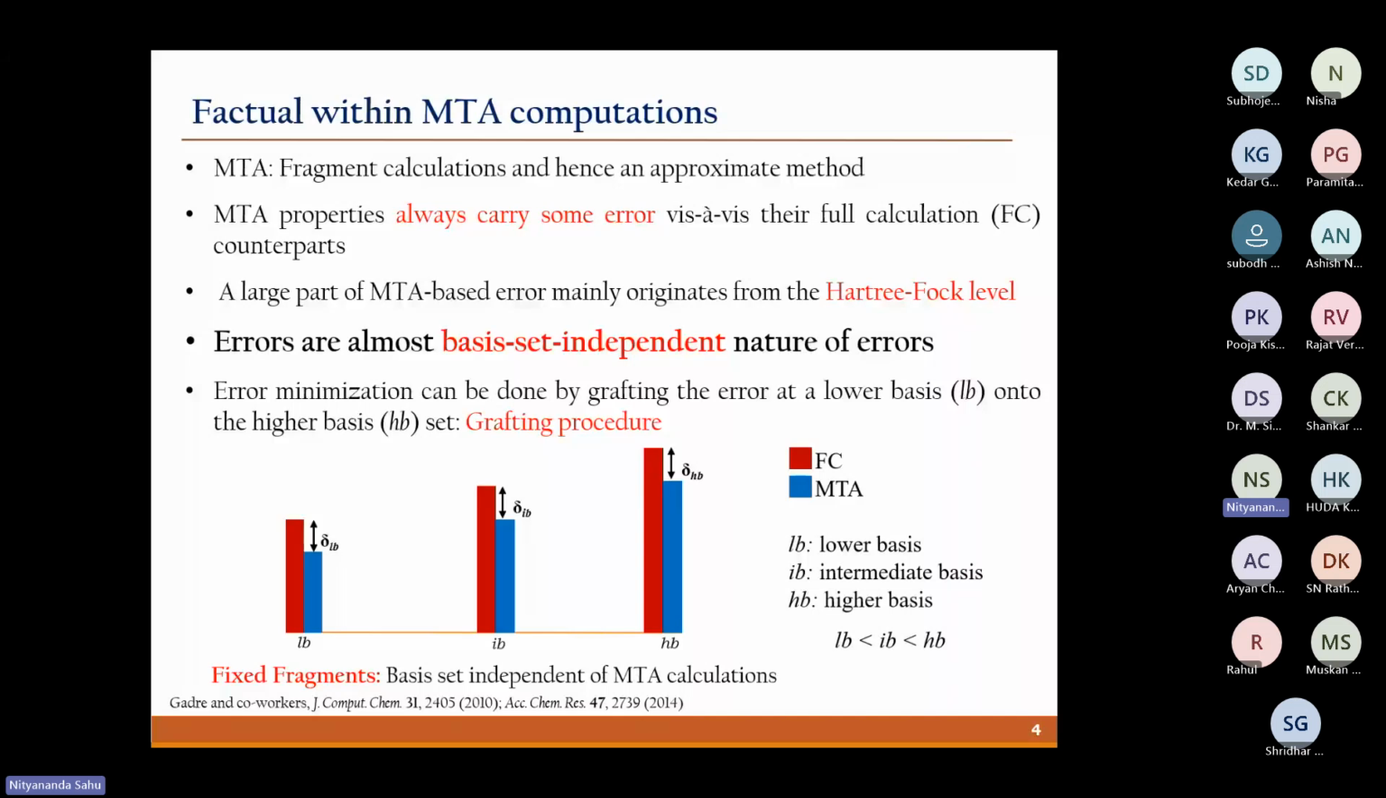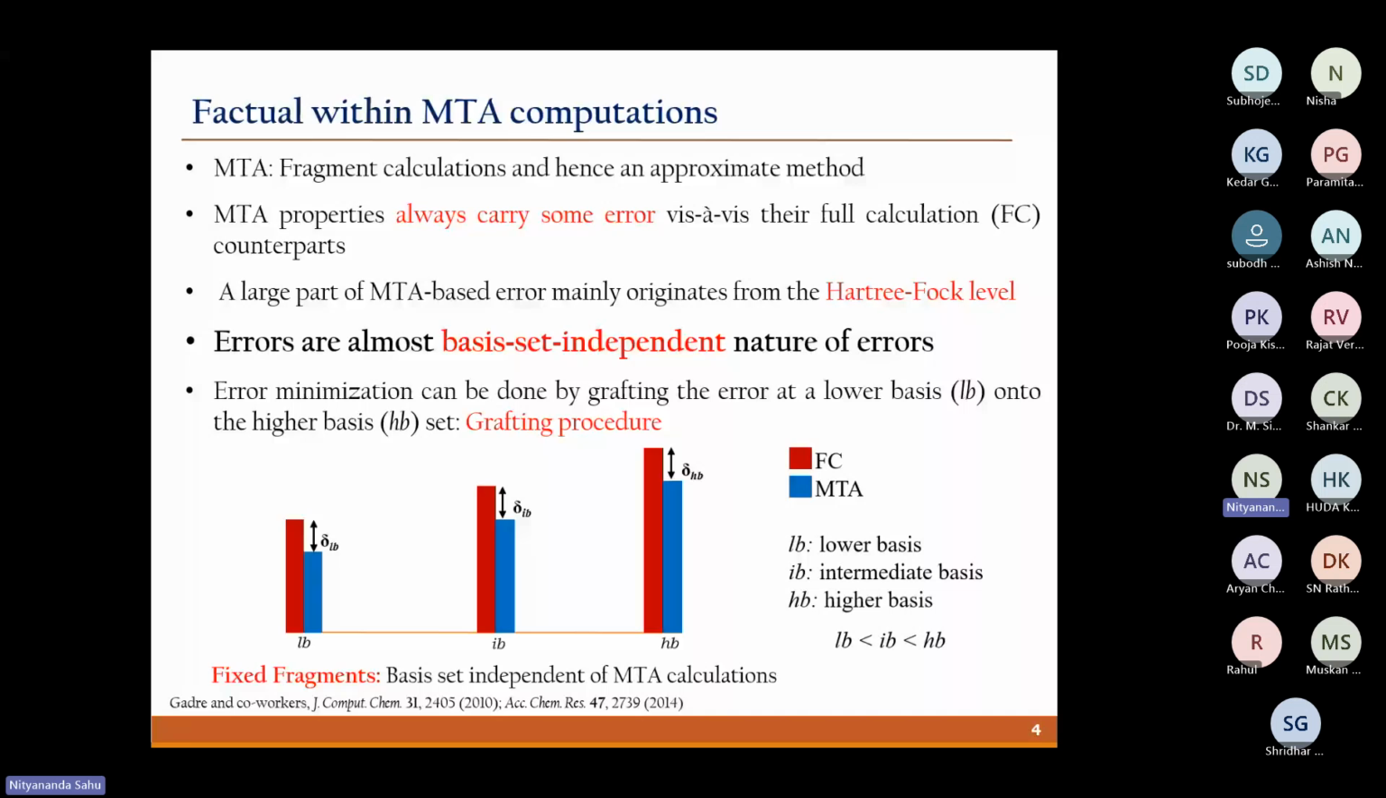What you see on the left side is the lower basis set, and the blue ones are always our MTA calculation, and the red one is the full calculation. Delta LB is the error in our MTA based calculations with respect to the full calculation at the lower basis. Similarly, we have delta IB, that is the error of MTA with the intermediate basis, and delta HB, which is the error in MTA calculations with respect to the full calculation using the higher basis. You can easily see that delta LB, delta IB, and delta HB are very, very close.